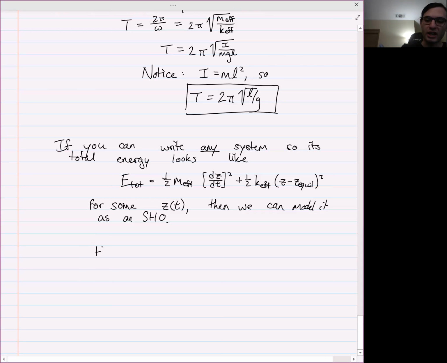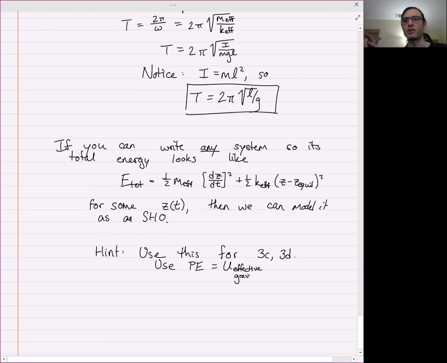This is all to say, here's a hint for the homework. This is the process, matching total energy, for problems 3C and 3D. And the potential energy that you're modeling here is the effective gravitational potential energy that we talked about last week. This is the one that has the L squared term as well as the GMm over r.